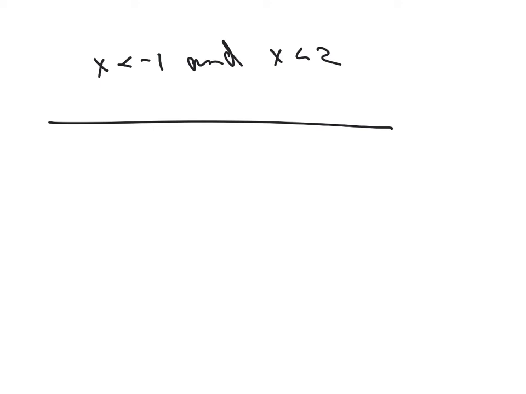Okay, example number 5, we've got x is less than -1 and x is less than 2. So let's go ahead and graph that. We've got our 0, we've got our 2, and we've got our -1. x is less than -1, so open this way. And x is less than 2.